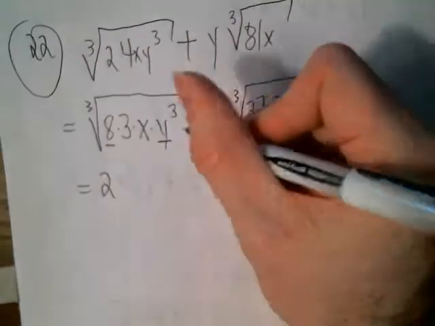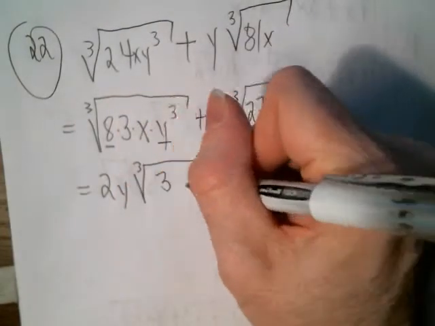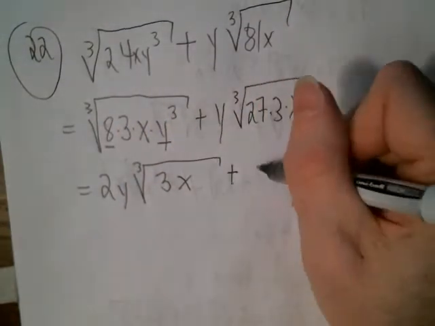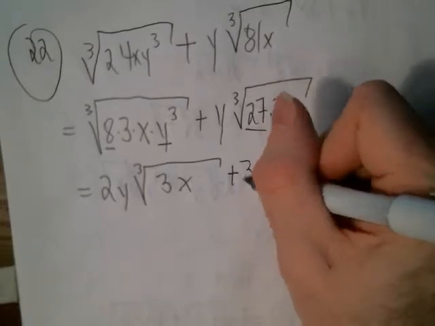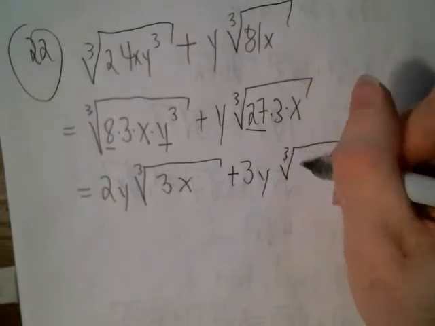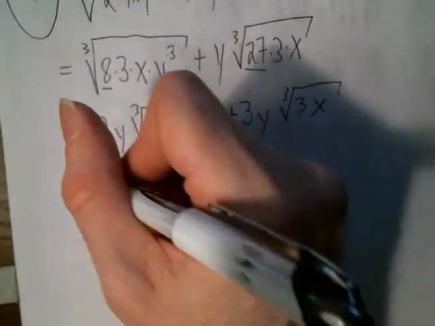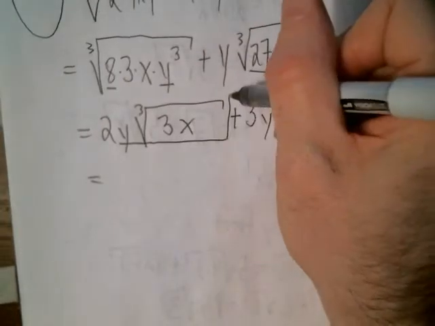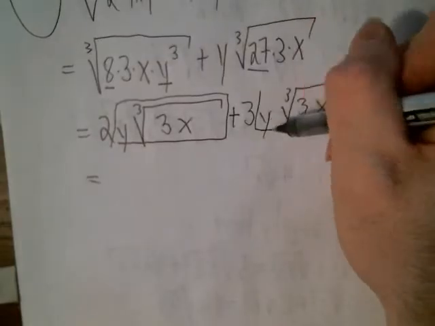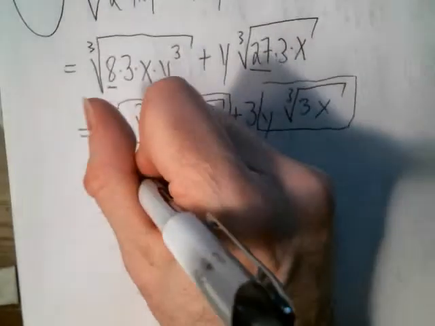Okay, the cube root of 8 is 2. The cube root of y cubed is y. And then I have the cube root of 3x. And then plus, here I can march out the 27. So that would be 3y. And then times the cube root of 3x. So these are like terms, and you can add them together. And actually, you can consider this whole part as the variable. Okay? So it's 2 of these plus 3 of these. You end up with 5 of them.